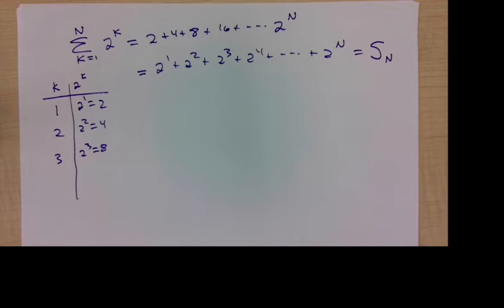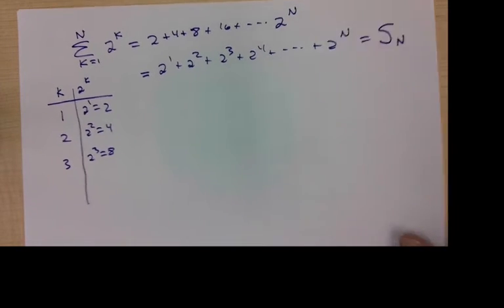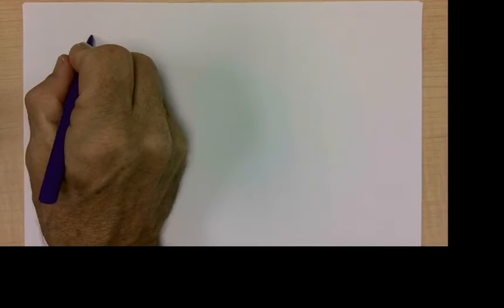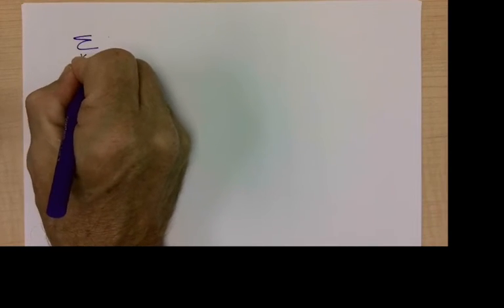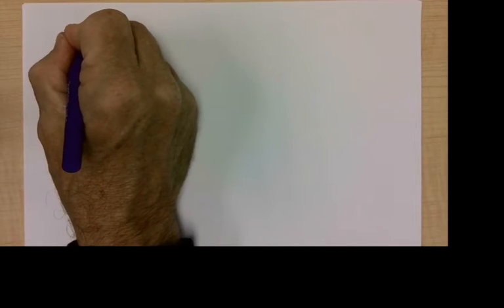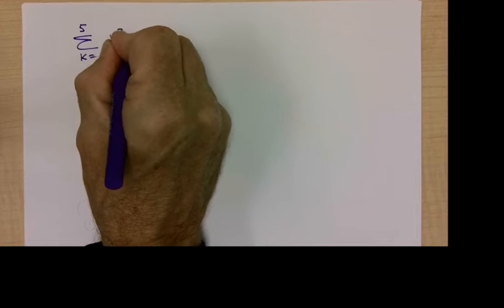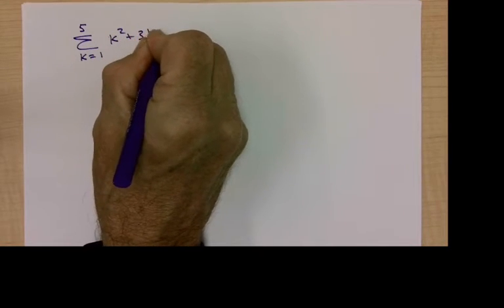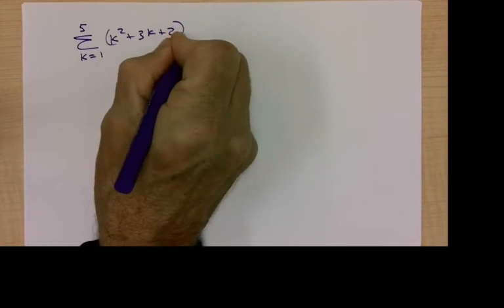So we want to make sure that we can do these kinds of things. Again, not that difficult for us to do. We just go ahead and grab our calculators and add them together. Let's do one more, this sort of brute force strategy. What's the sum as k goes from 1 to 5 of k squared plus 3k plus 2?